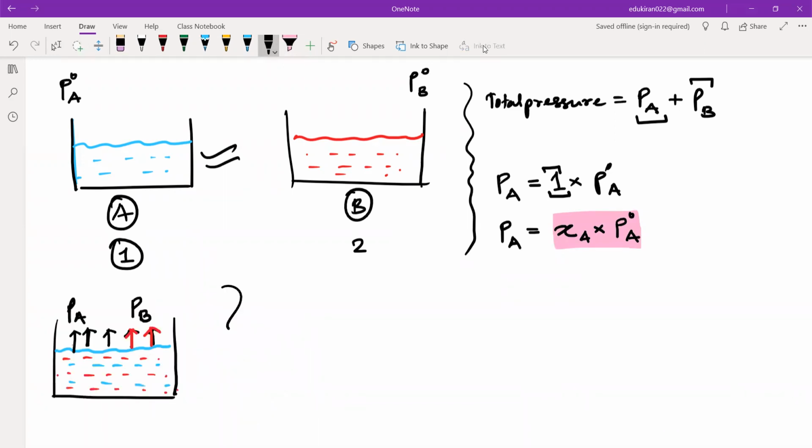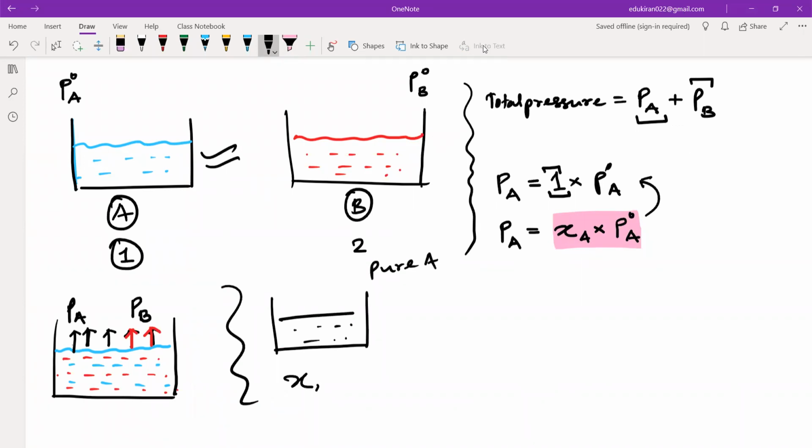Let me also say here, this first equation can also be proved. When you just have pure A, then the mole fraction of A will be equal to the number of moles of A divided by the total moles. The total moles is also the number of moles of A only. This will be equal to 1. Can you see that? Yes or no? Please tell me. Yes. Hana?